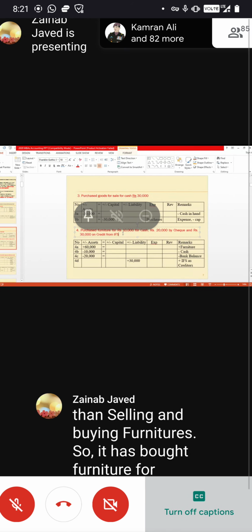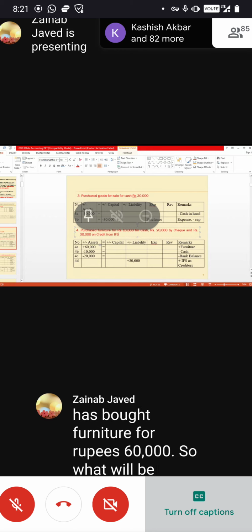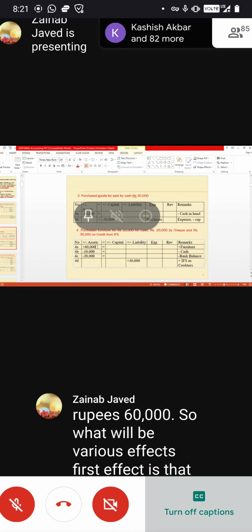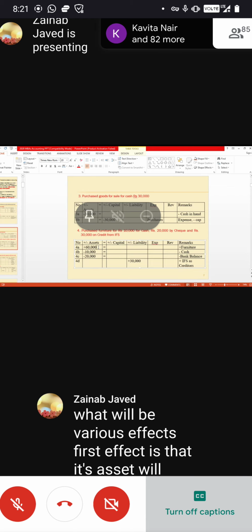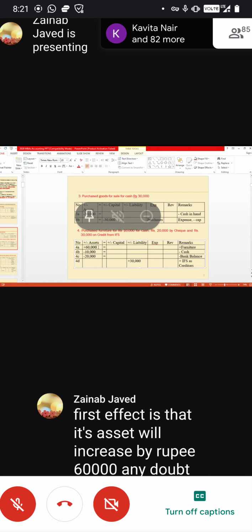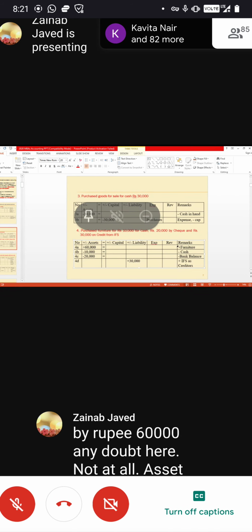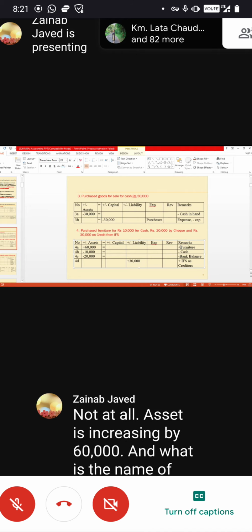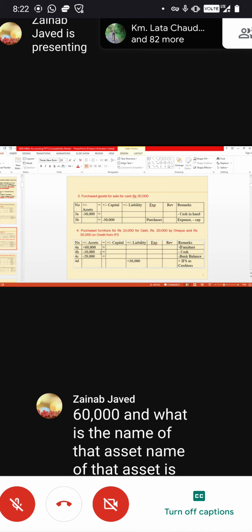So what will be various effects? First effect is that its asset will increase by rupees 60,000. Any doubt here? Not at all. Asset is increasing by 60,000. And what is the name of that asset? Name of that asset is furniture. What is second effect?